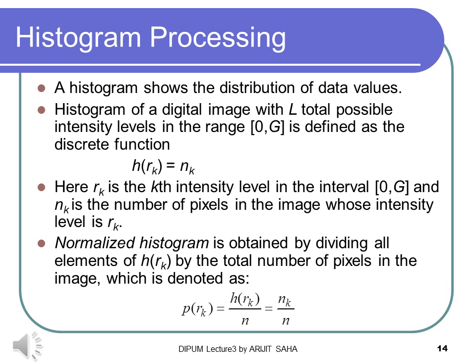A normalized histogram is obtained by dividing all elements of h(rk) by the total number of pixels in the intensity image, which is denoted as p(rk) = h(rk)/n, and h(rk) is basically nk, so it becomes nk/n.